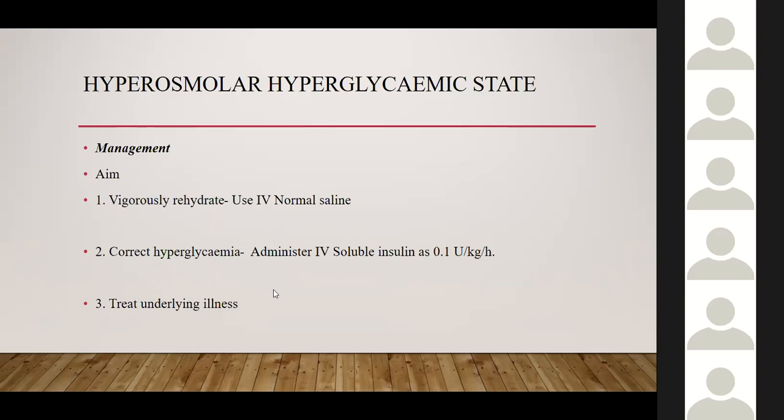And then you need to correct the hyperglycemia by giving insulin, similar to the dose we give in DKA, so 0.1 units per kg, and then you treat the underlying illness.